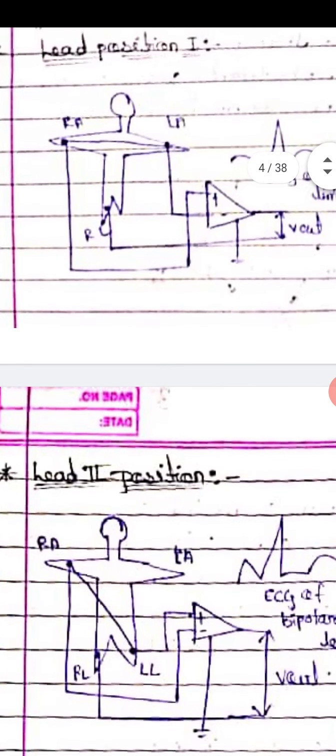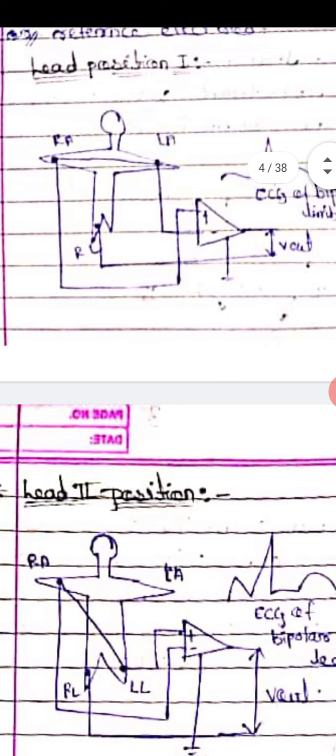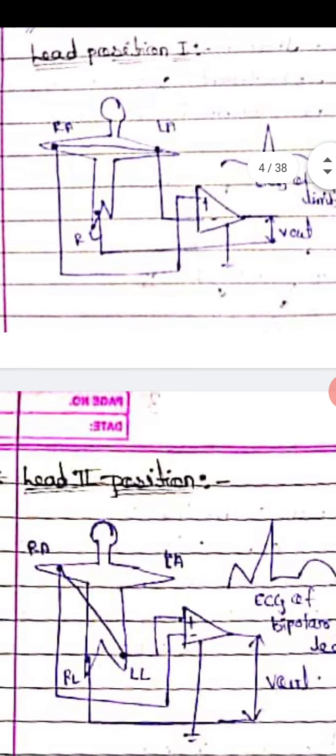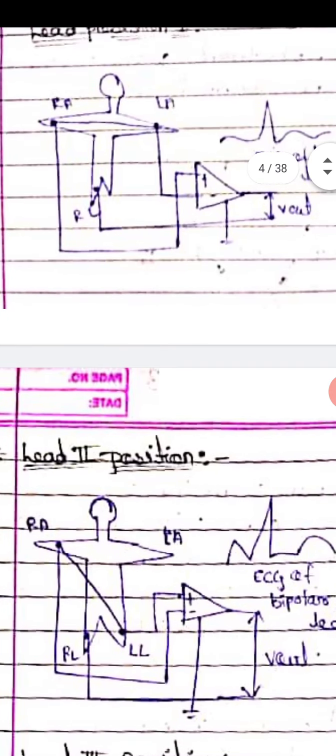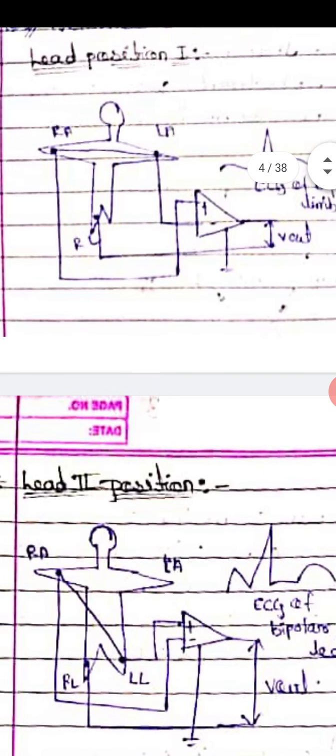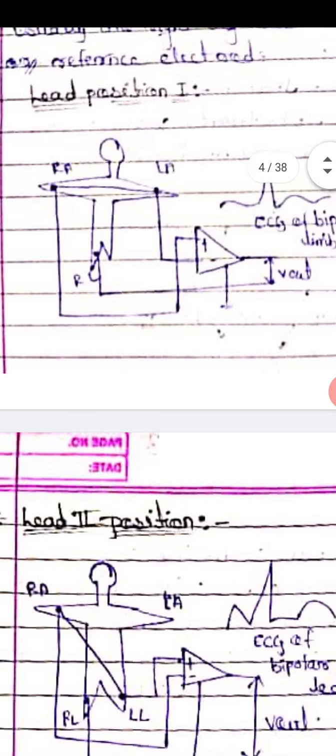In the same way, for the lead 2 position, another side of the triangle, the right arm and left leg are connected. The right arm connection is already finished. Now from the left leg you give the input to the positive of the amplifier, and the right arm gives to the negative of the amplifier. That is lead 2.